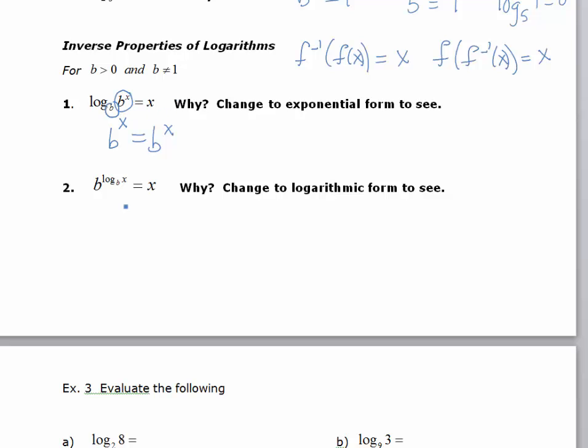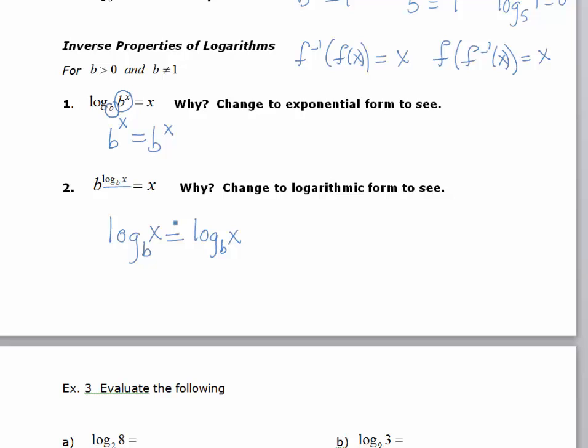Similarly, if I have an exponential function that has a log in the exponent and the bases are the same, the answer is going to be x. So if I rewrite this in log form, it should help me see it better. The base is b. The exponent goes over here, and the exponent is a log expression. And then the argument is the answer. And so the log of x base b equals the log of x base b.